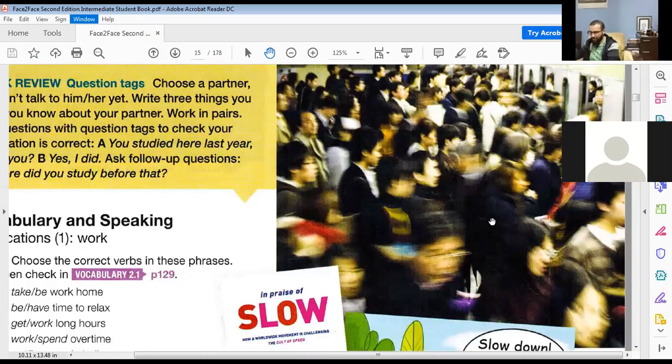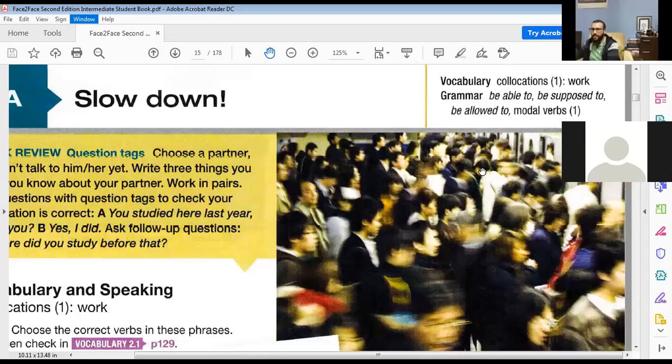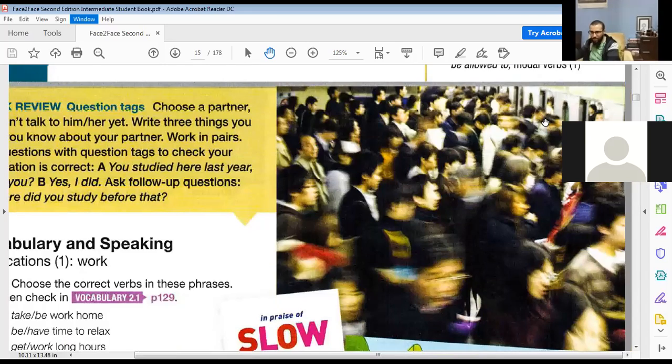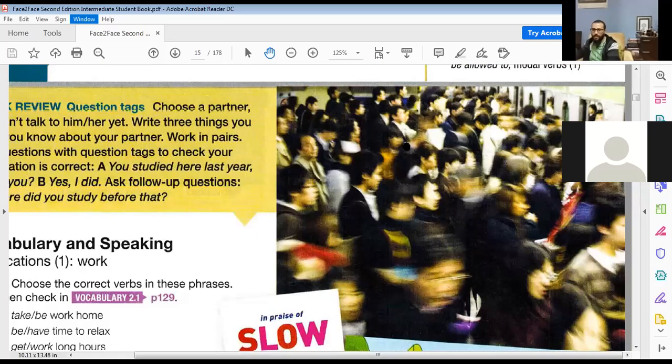A lot of people. Okay. Crowded. Yes. Crowded in the metro. Yeah, it looks like a metro station and everybody is rushing. Where are they rushing to? Work, maybe. Yes. In the morning, to work, or back home. So maybe this is the daily commute to work. The rush hour. All of these people are going to work, maybe.